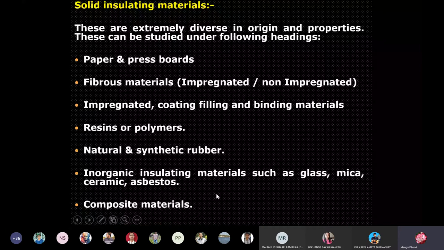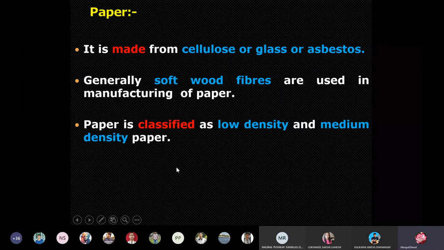Then organic insulating materials, glass, ceramic, asbestos, and composite materials. So we'll see paper first. Let us start with paper and then I will finish today. In the next lecture, we'll consider other solid insulating materials. So for paper, just consider your notebook paper. It is also an insulating material.